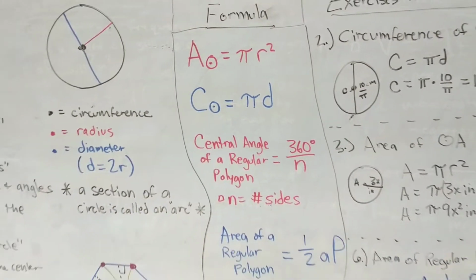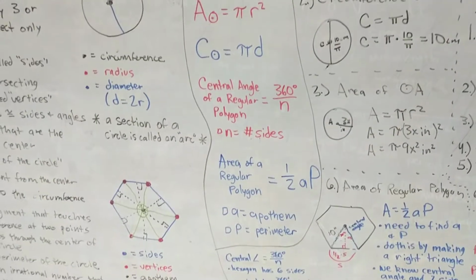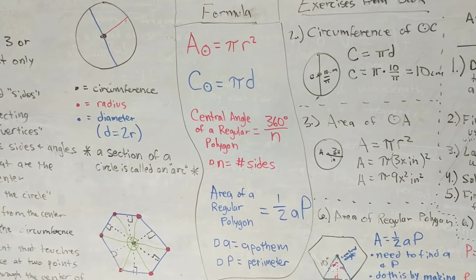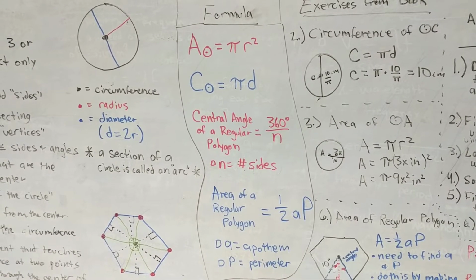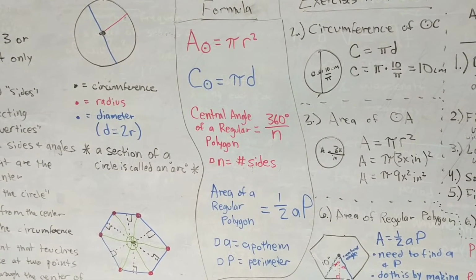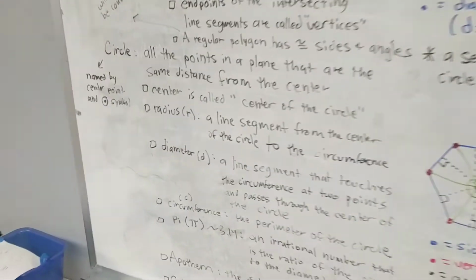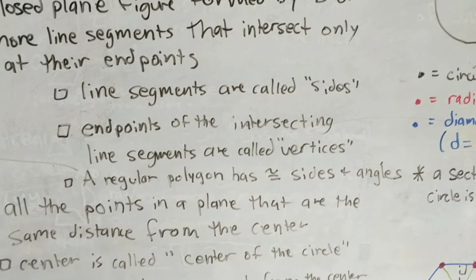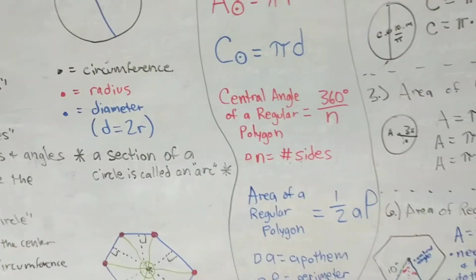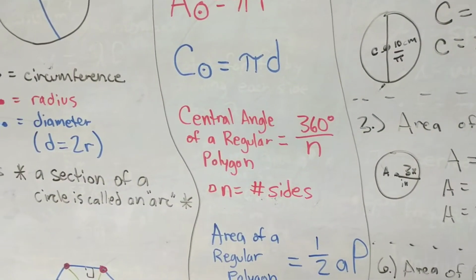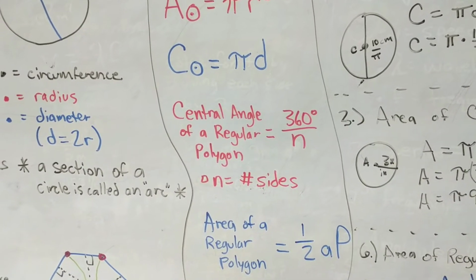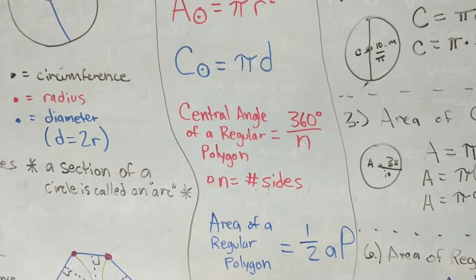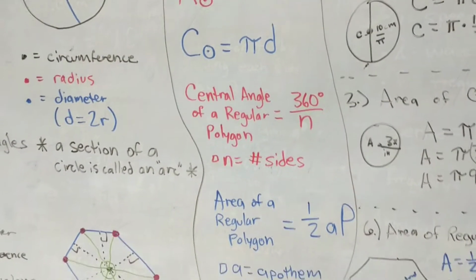Here are the formulas that you need to add to your formula sheet, okay? The area of a circle is equal to pi times the radius squared. The circumference of a circle is equal to pi times the diameter. The central angle of a regular polygon, and remember, a regular polygon has congruent sides and angles, is 360 divided by n, where n is the number of sides. For a hexagon, which has 6 sides, n would be 6. An octagon has 8 sides, n would be 8.